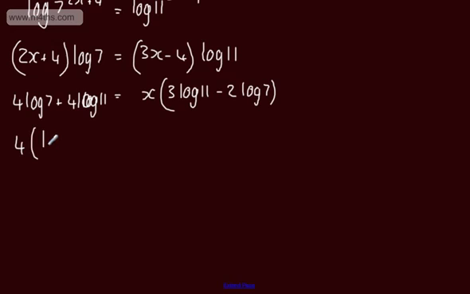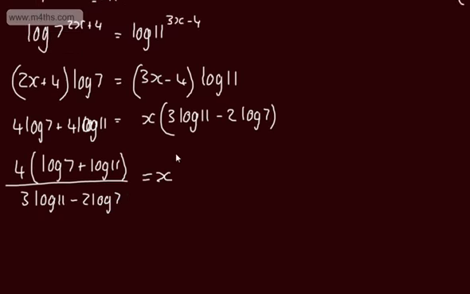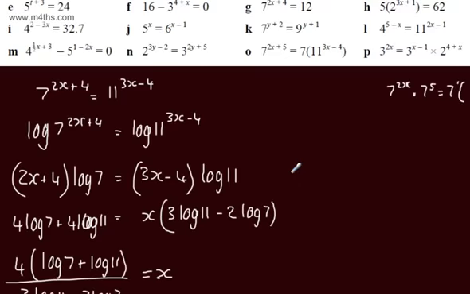So we could say 4 lots of log 7 plus log 11 divided by the quantity. So I've just taken the 4 out. 3 log 11 minus 2 log 7, and that's going to be equal to x. So straight for a calculator, give your answer to 3 significant figures.